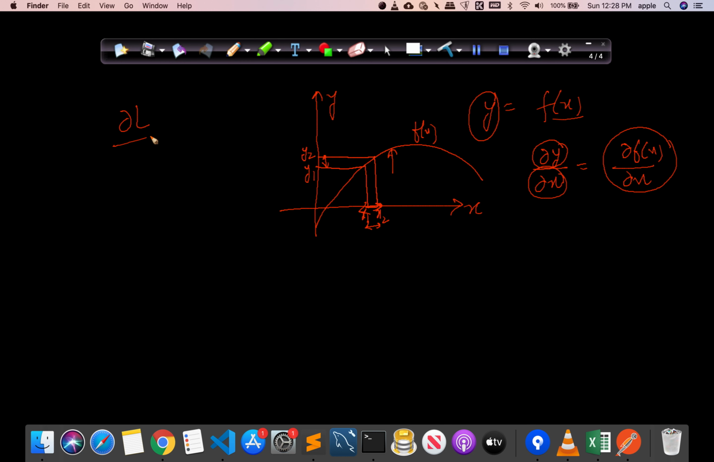What is this dL upon dw? How much the loss will change when we change w. So this will give us the gradient of this. So that's why the name is gradient descent.